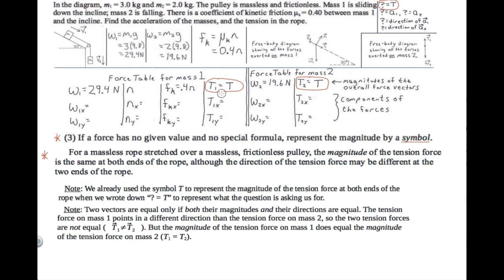So, we can use the same symbol, capital T, written without an arrow on top, to stand for the magnitude of the tension force on mass 1 and for the magnitude of the tension force on mass 2 in the first row of our force tables. To repeat, for two objects connected by a rope, in the first row of our force tables we can use the same symbol to represent the magnitude of the tension force at both ends of the rope.